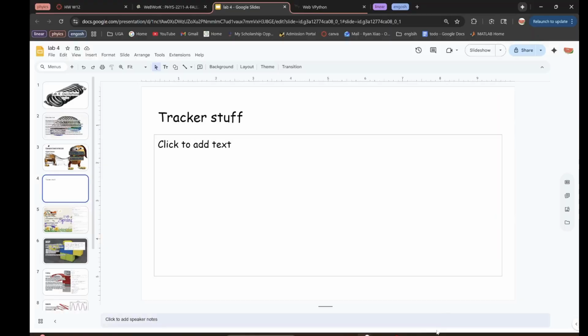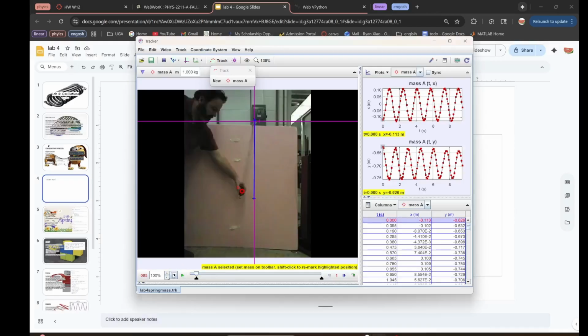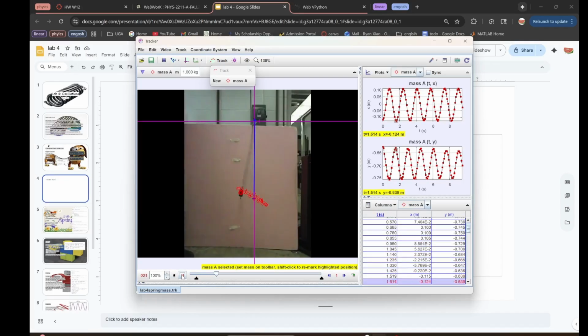So, tracker stuff. This is what our tracker looked like. So here's the video, and we tracked the position of it. You can see it's oscillating, it's going up and down. You can see that the graphs here are waves.